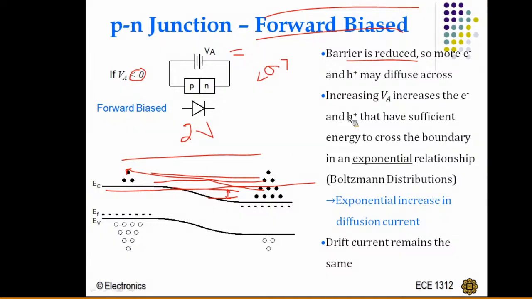The height of the barrier is reduced. So, more electrons and holes cross the junction. Holes from the P type can diffuse to the N type. Electrons from the N type can diffuse to the P type.